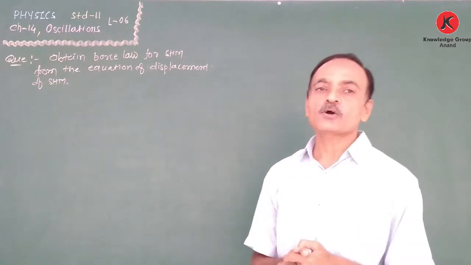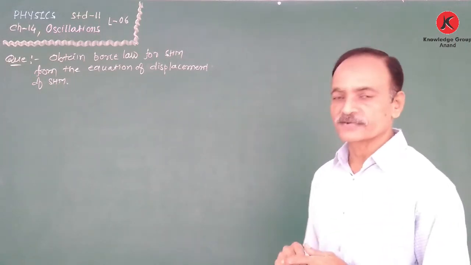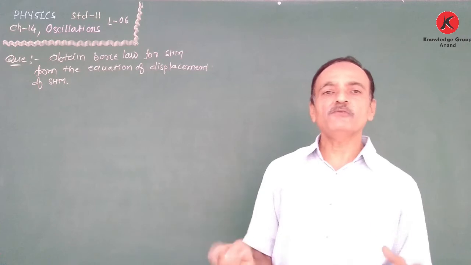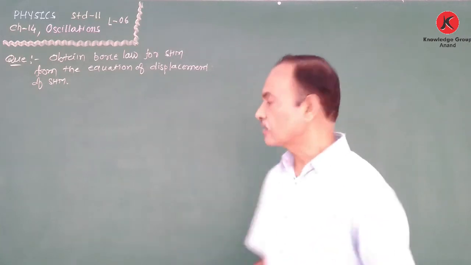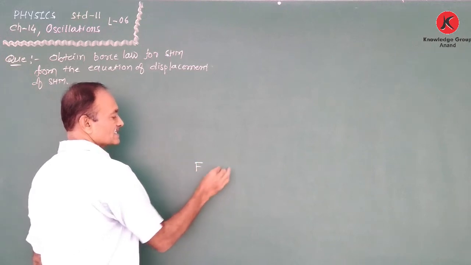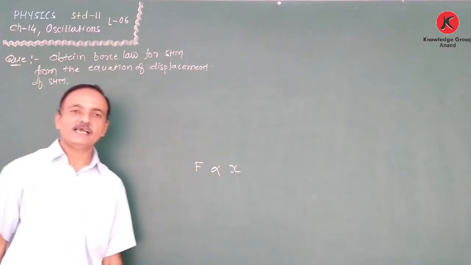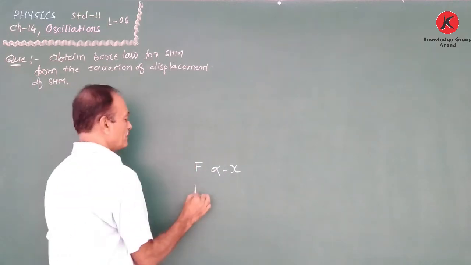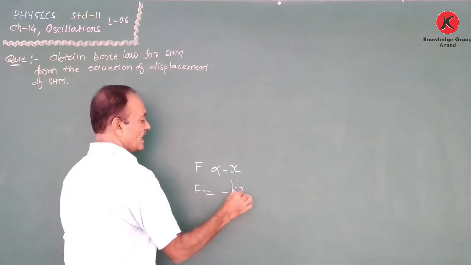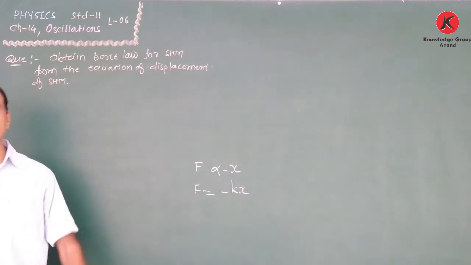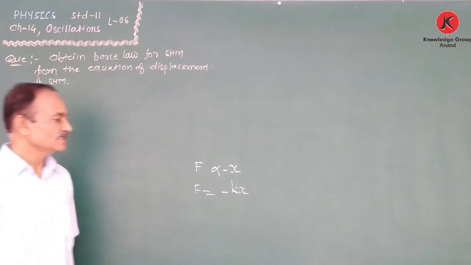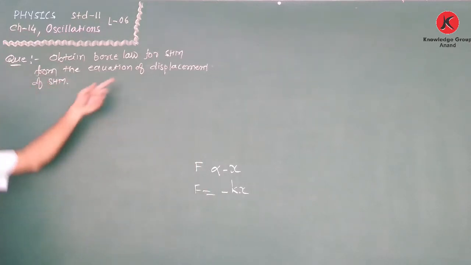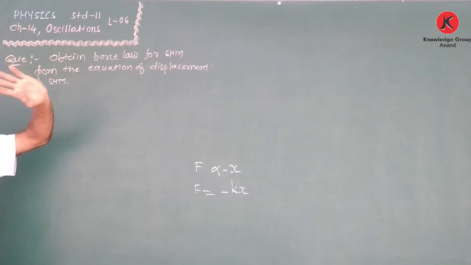Therefore, the question is: obtain the force law for simple harmonic motion from the equation of displacement of simple harmonic motion. How do we obtain F equal to minus kx? In simple harmonic motion, F is directly proportional to the displacement at any instant of time and in the opposite direction of displacement. Therefore F is equal to minus kx, where k is a constant. That is known as the restoring force. We are interested in deriving this equation. For that purpose, we start from the equation of displacement of a simple harmonic motion.